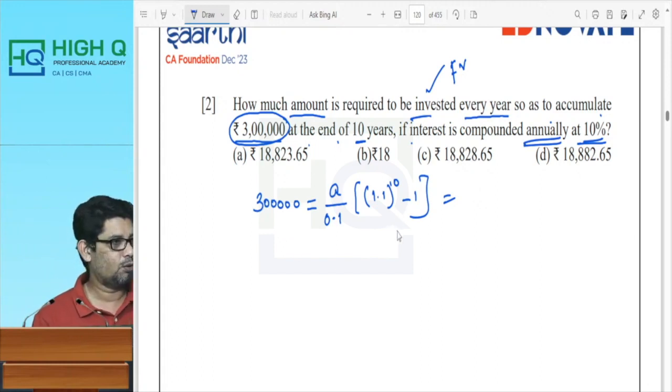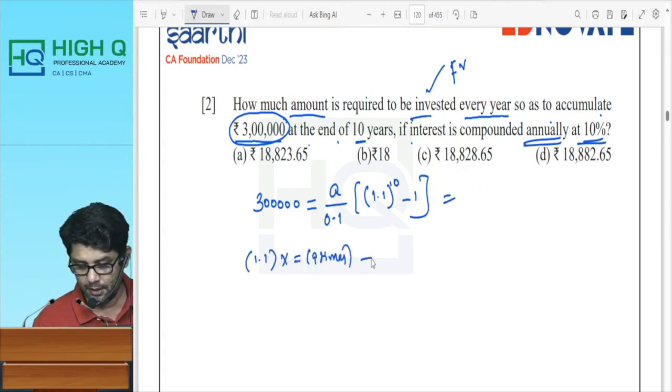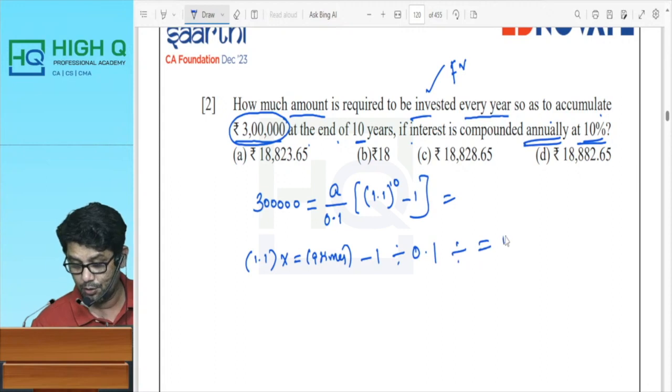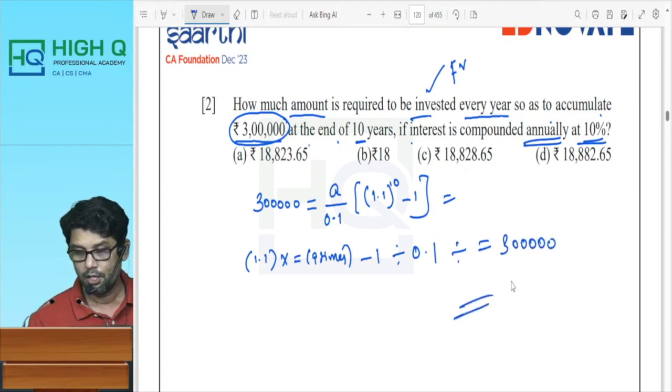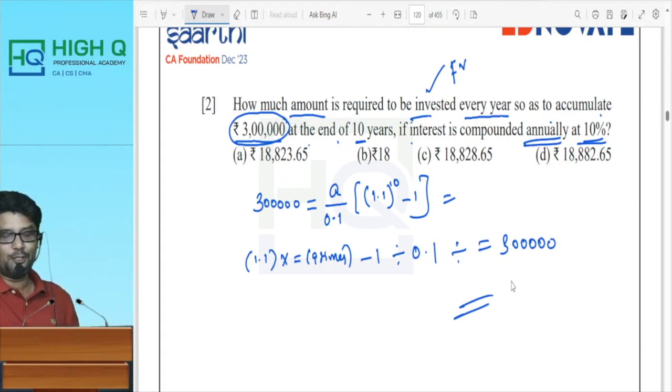But how to calculate effectively by using the calculator? 1.1 into equal to for how many times? Nine times, minus 1, divided by 0.1, divided by equal to 3 lakhs. Do it, my dear. This is in one line using the calculator.